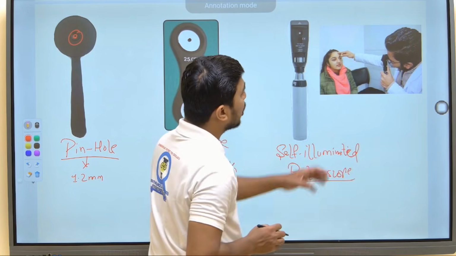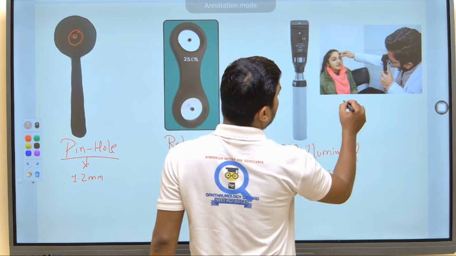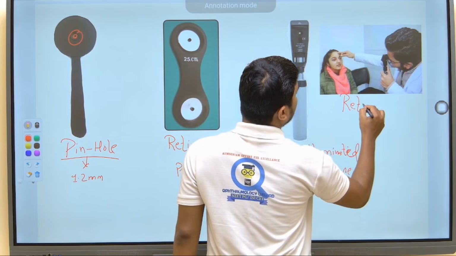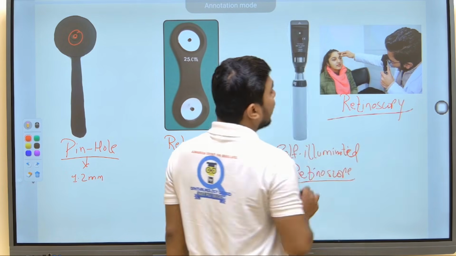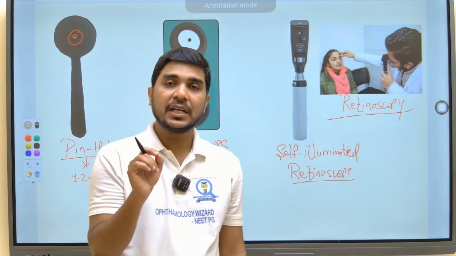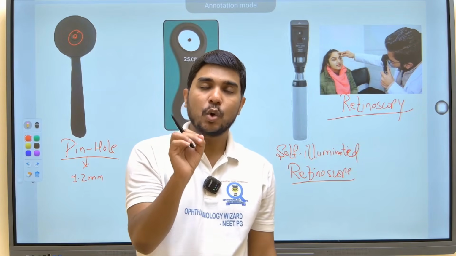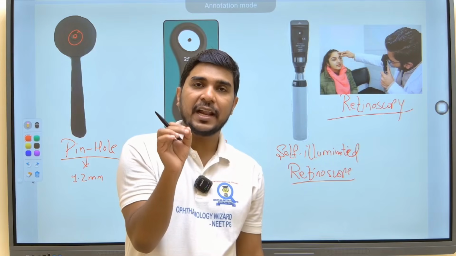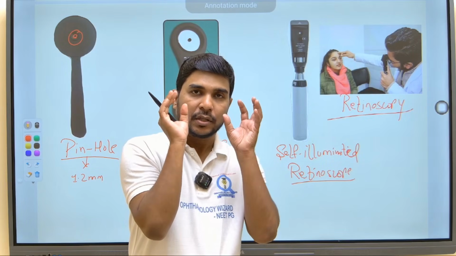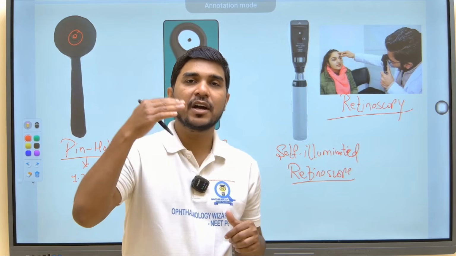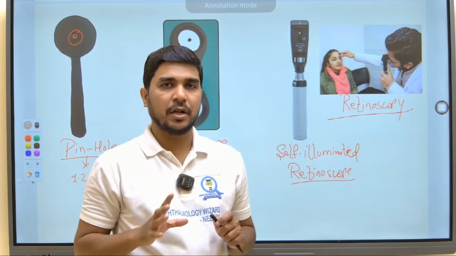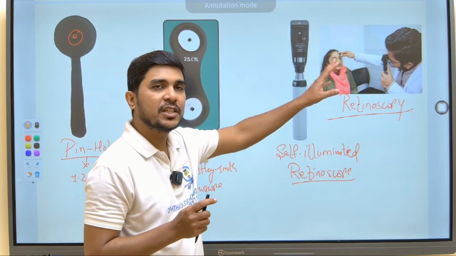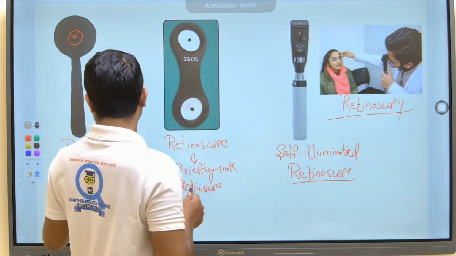And what is this procedure being done here? This procedure is called retinoscopy. What is retinoscopy? Retinoscopy is a method to identify, correct and refine the refractive error to give the correct possible spectacle correction to any patient. So this retinoscopy is done to do that.